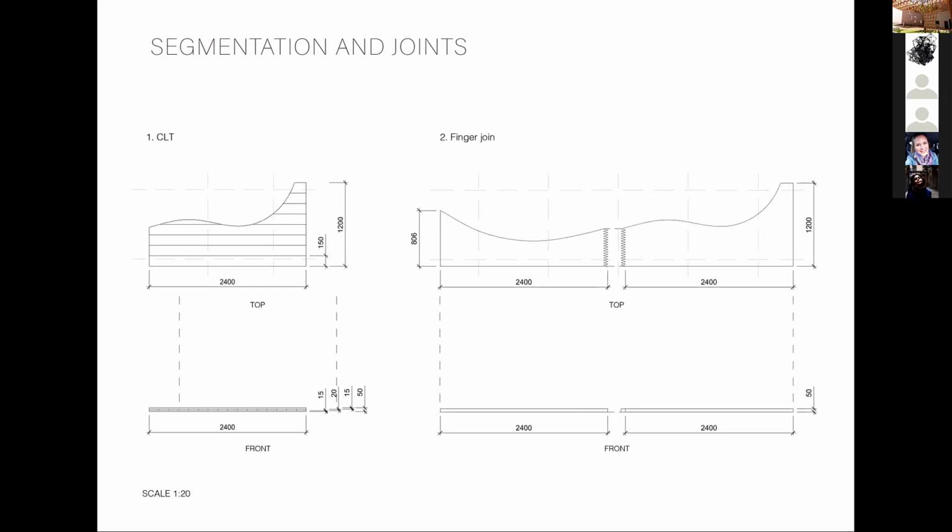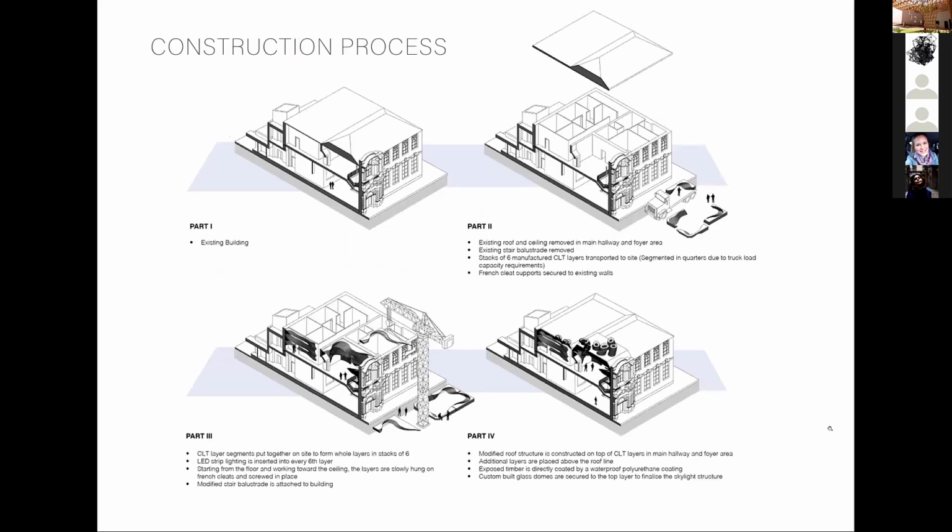Dimensions of the timber, such as these ones, were created as well. So put simply, this series of diagrams explains the overall construction process of the renovation, starting with removing the existing ceiling, roof, and stair balustrade, and securing the French cleat to the walls. As Caitlin mentioned, the CLT layers will be transported to the site in quarters and put together there. They are lifted into the foyer from the top, secured in place, and the new lighting wired into the building. A new stair balustrade is constructed along with the modified roof and skylights to finish it off.